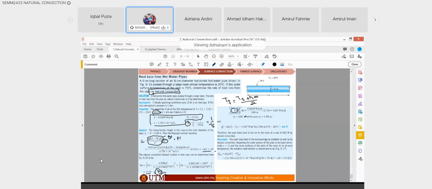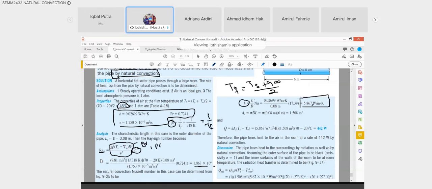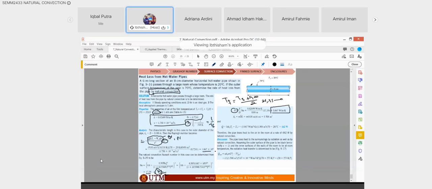k is already known from the table. L is its diameter. And if you look here, the value of h is very low, 4.8. Compared to when you do a forced convection problem, normally 25, 35 and above. Because this is natural convection, the heat transfer coefficient is very low. So 5 point something. Then you can calculate the surface area, pi D L. You know h and the area, and you can calculate the heat loss.